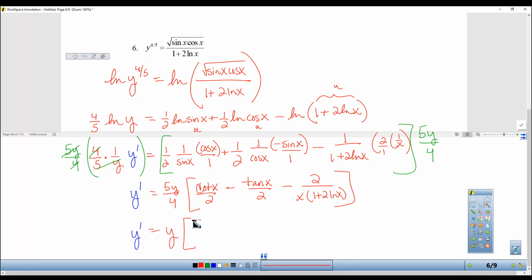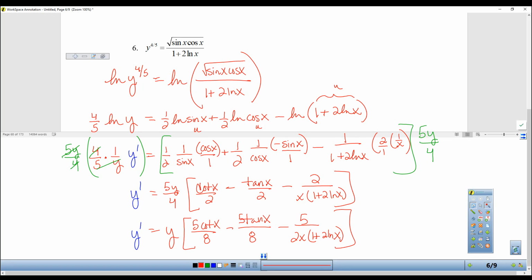But if you multiplied this, you would get 5 cotangent of x over 8. I don't know that it's really any better. I just wanted you to know where the answer came from. 5 tangent of x over 8 minus, and then this time it would be 10 over 4, which would be 5 over 2x, 1 plus 2 ln of x.